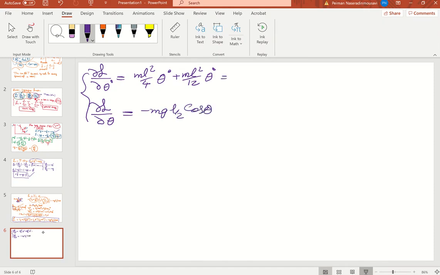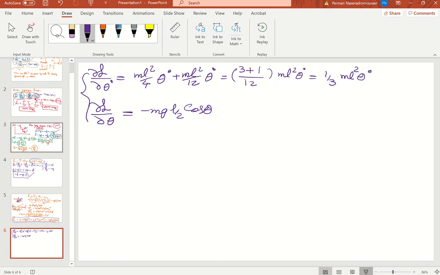So if you do that, this is going to be 12, which is 3 plus 1 in m. I'm doing it for you so that you understand. It's going to be 4 over 12. It's going to be 1 over 2, 1 over 3 ml square theta.